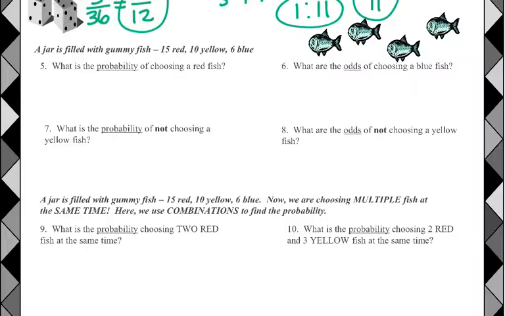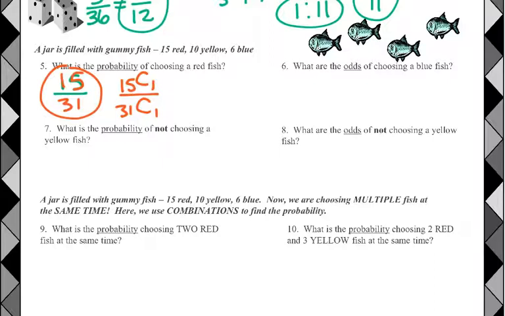If you've got gummy fish and they give you the amounts there, probability of choosing a red. Well, there's 15 red out of 31 fish, so 15 out of 31. And I'm just going to point out that we could also do this as this kind of problem: 15 C 1 over 31 C 1. There's 15 red gummy fish, I'm choosing 1, which is 15, and altogether there's 31, and I'm choosing 1.